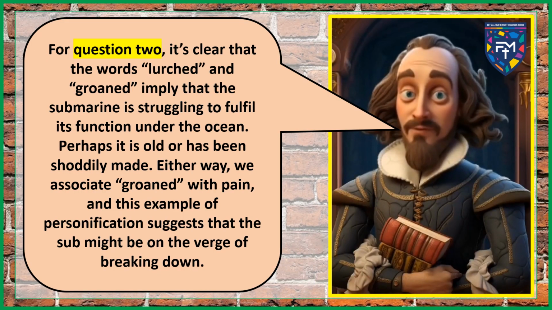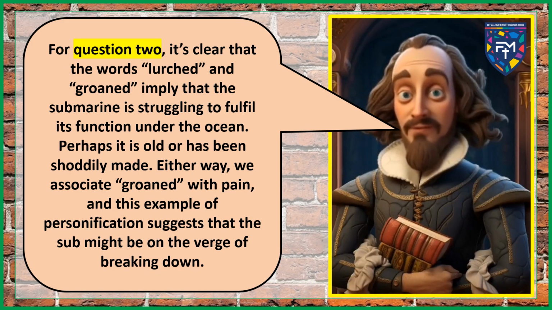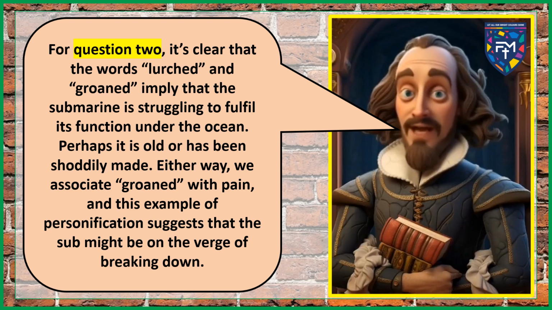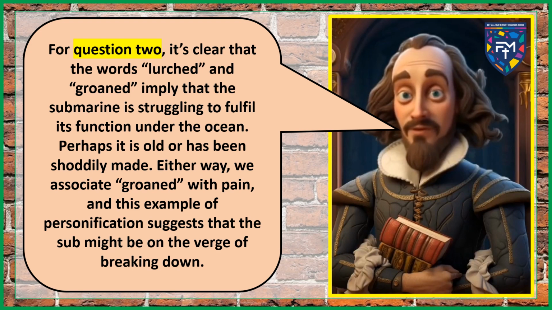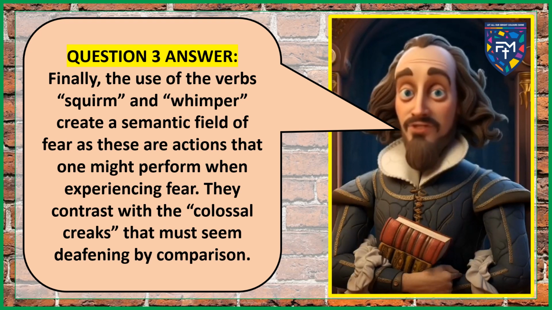For question 2, it's clear that the words lurched and groaned imply that the submarine is struggling to fulfil its function under the ocean. Perhaps it's older, or has been shoddily made. Either way, we associate groaned with pain, and this example of personification suggests that the sub might be on the verge of breaking down. Finally, the use of the verbs squirm and whimper create a semantic field of fear, as these are the actions that one might perform when experiencing fear. They contrast with the colossal creaks that must seem deafening by comparison.